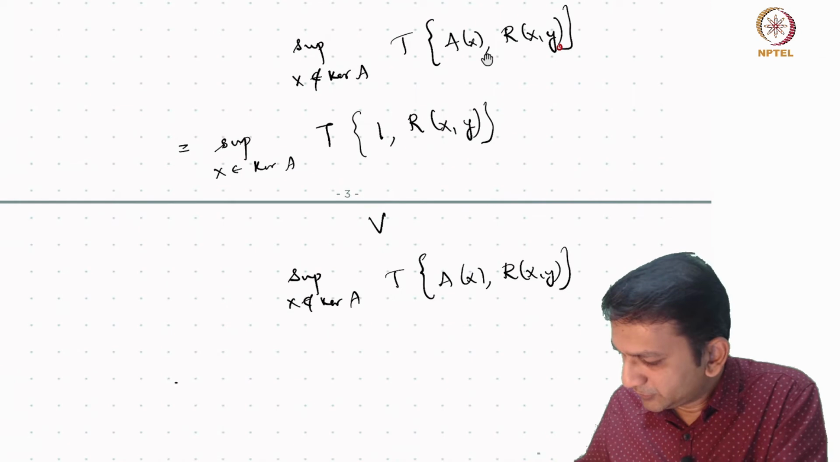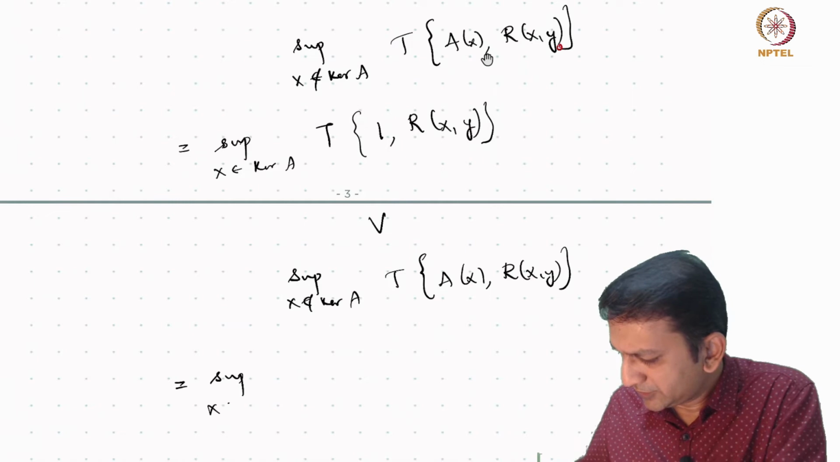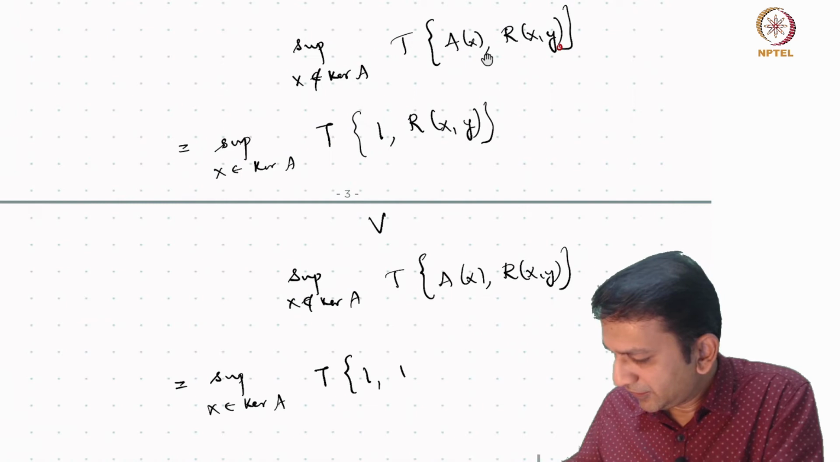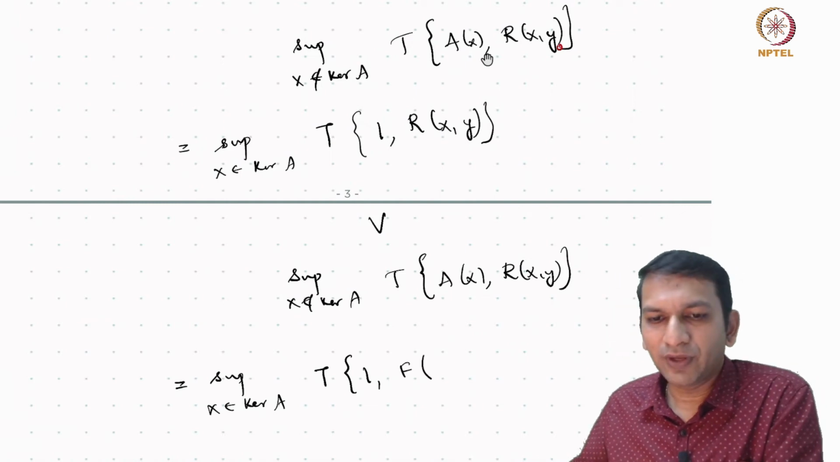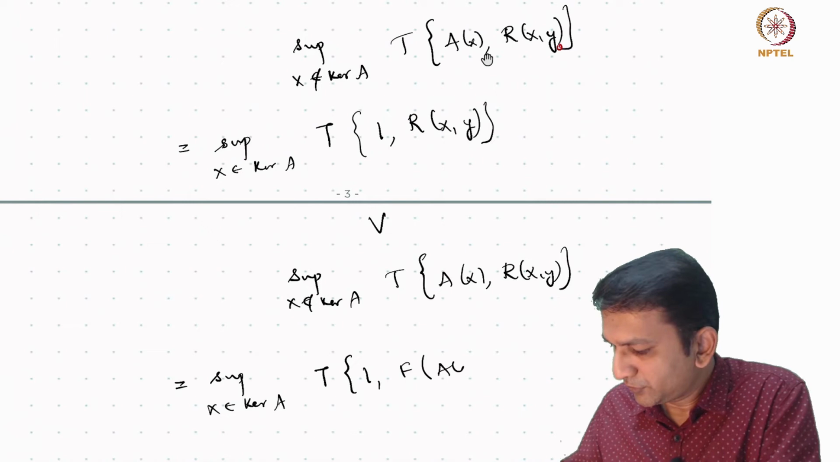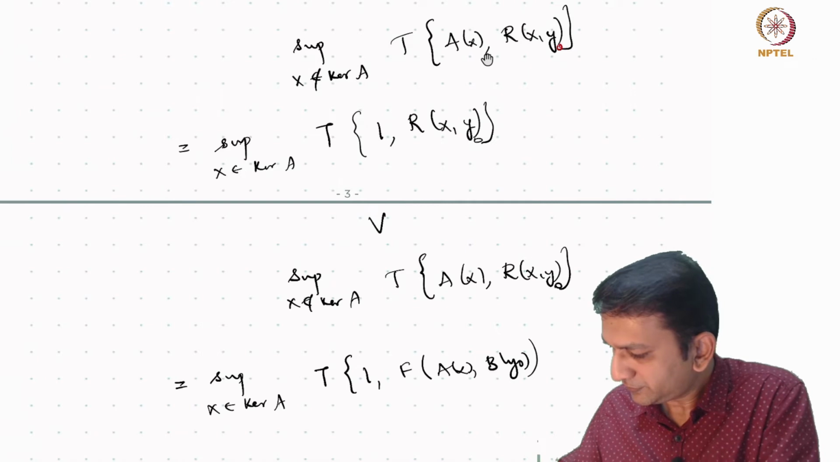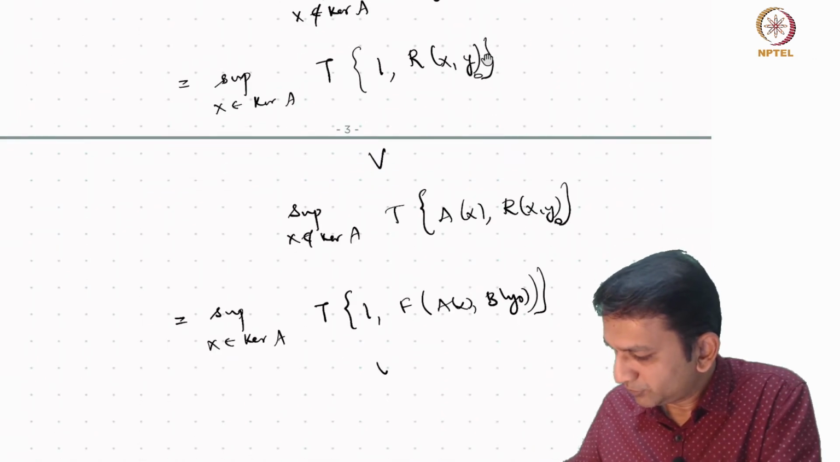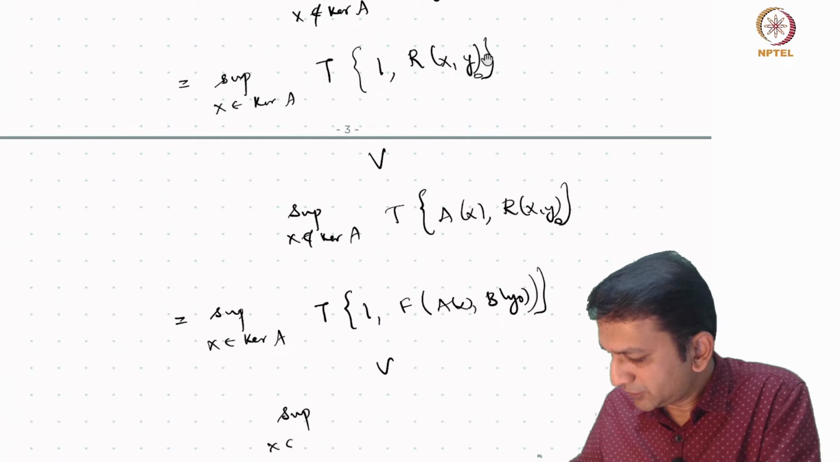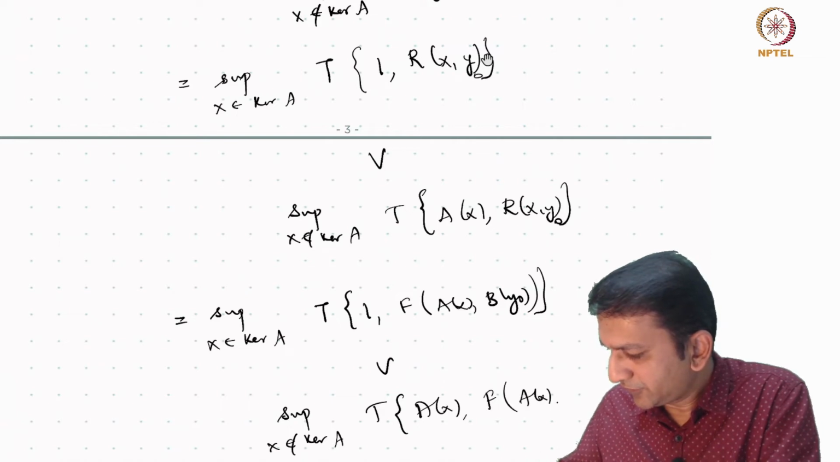Now, writing it in terms of the corresponding f, what we obtain is supremum over x element of kernel of A of T of 1 comma f of r of x comma y, which is f of a x comma b y naught. We are fixing the y naught. Supremum x not in kernel of A of T of a of x comma f of a of x comma b of y naught.